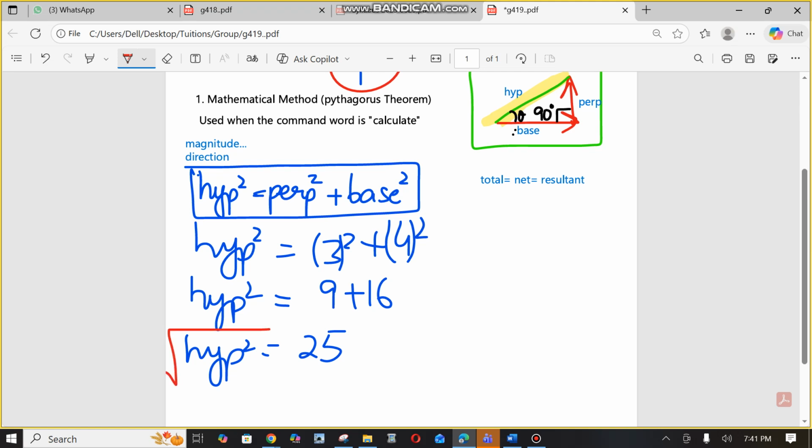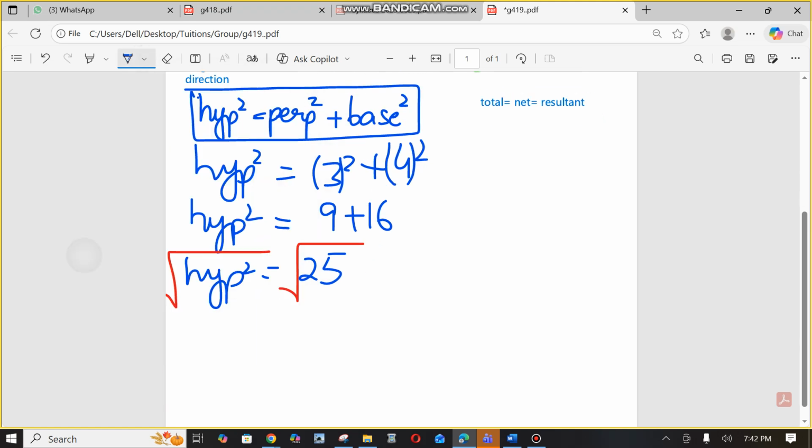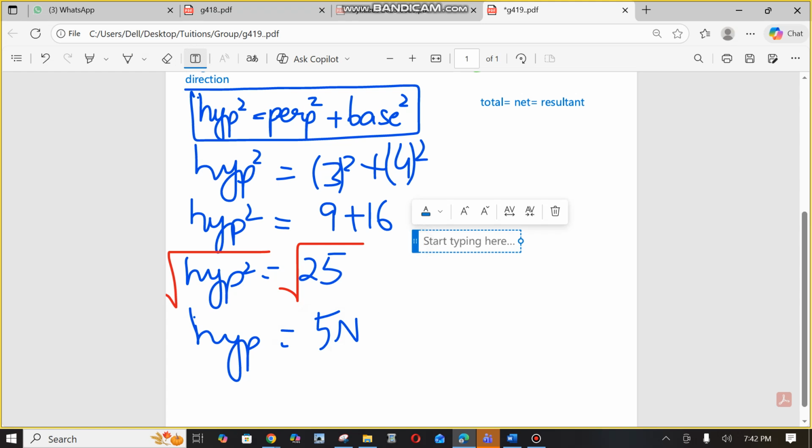But I don't need the square of the hypotenuse. I need the hypotenuse only. So I take the square root on both sides. As a result, I will get the answer of the hypotenuse to be 5 Newton. This is going to be the magnitude of my resultant force. The resultant force is going to be 5 Newton in magnitude.